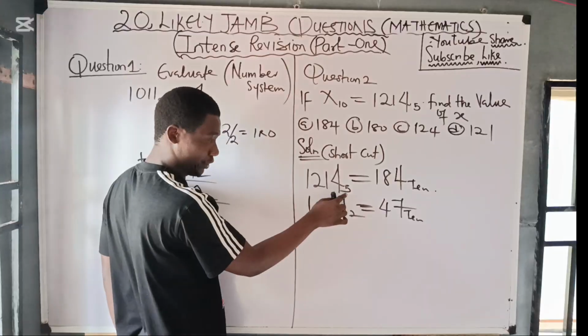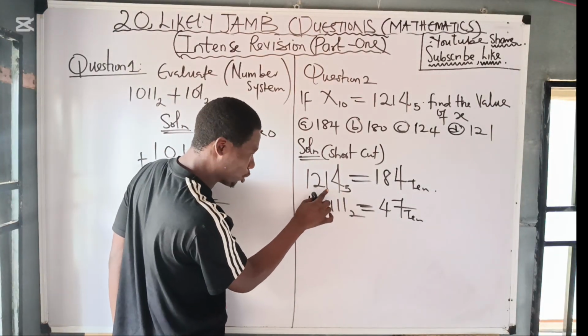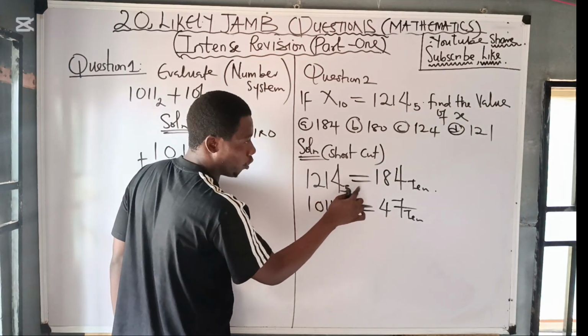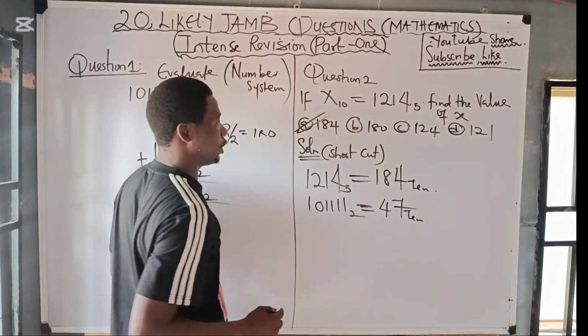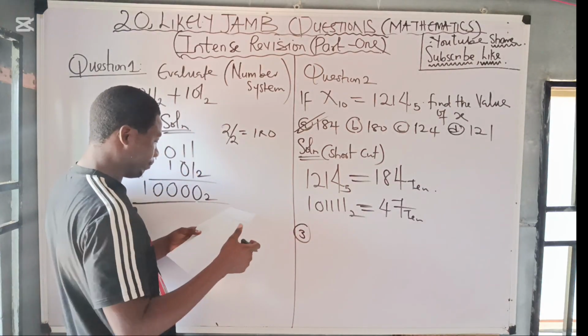1 times 5 is 5 plus 2, 7. 7 times 5 is 35 plus 1, 36. 36 times 5 is 180 plus 4, 184. So the answer is equal to what? Is equal to A. Now question number 3.